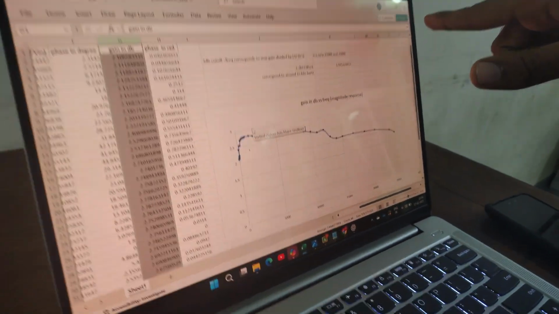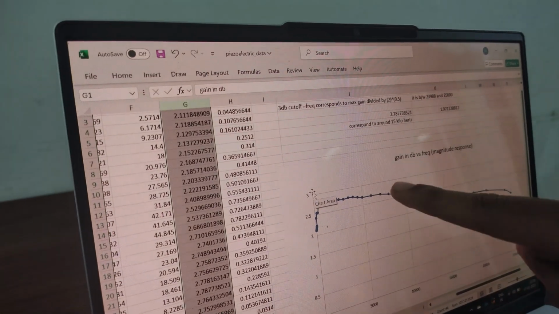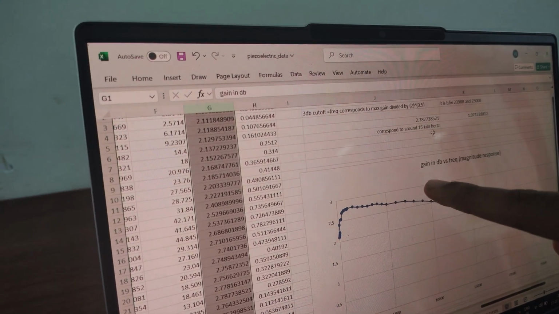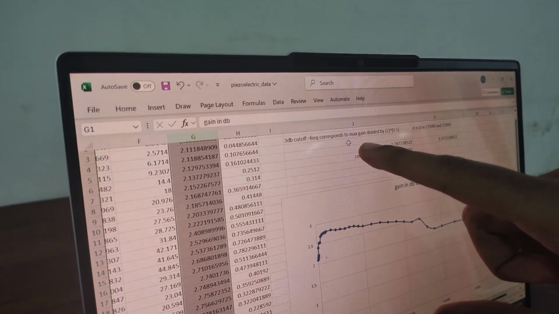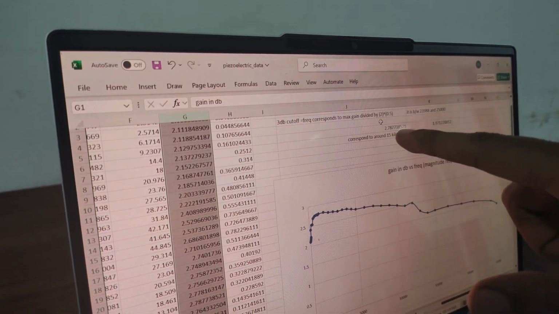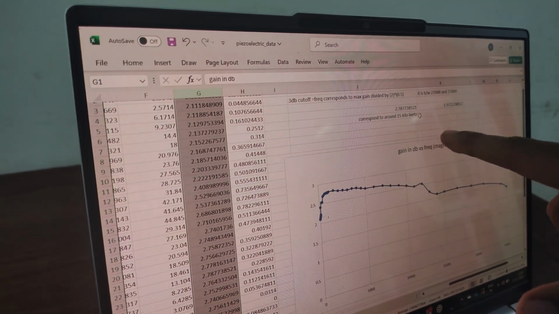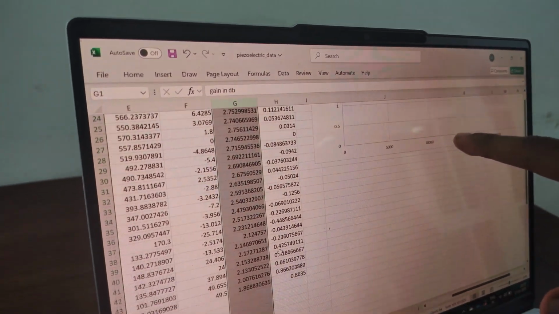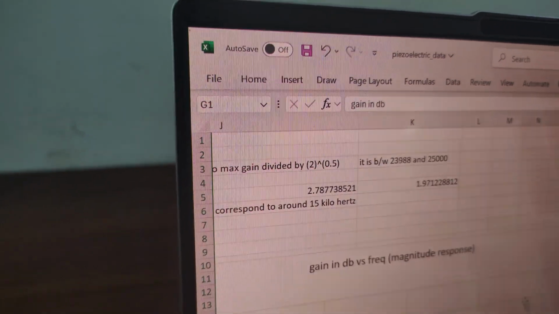And we have to calculate 3 dB cutoff. That is, when the maximum gain is 2.78, which corresponds to 15 kilohertz. The 3 dB cutoff basically means, from the definition, the frequency corresponding to maximum gain divided by root 2. So the maximum we got 2.7, and when we divided by root 2 we got the value 1.97122, and that is between the 23 megahertz and 25 megahertz, which is written here.